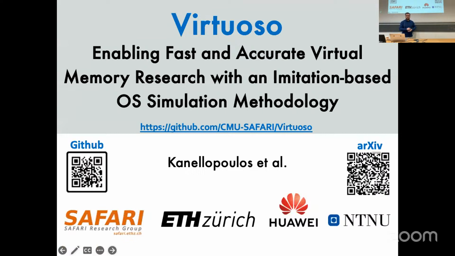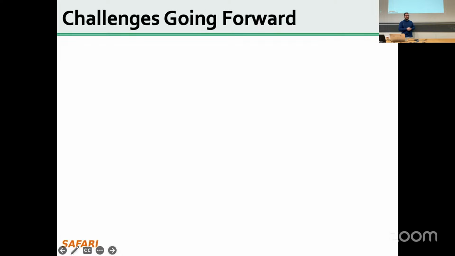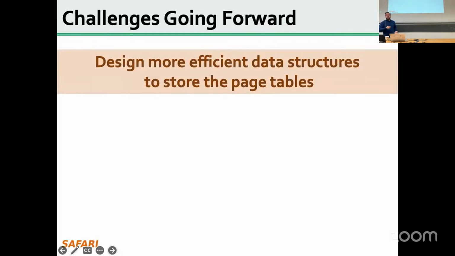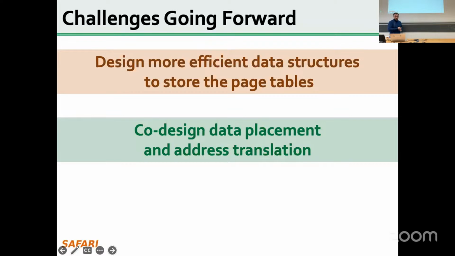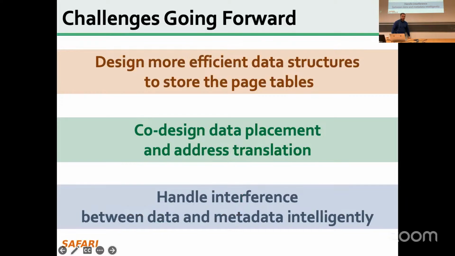I don't think you have questions, so I will jump directly to the challenges going forward in the topic. We need to design more efficient data structures to store the page tables. That's one way you could approach it. It would be good to co-design data placement and address translation. How can we design a mechanism that intelligently places data in the main memory to perform very fast address translation? How can we also handle the interference between data and the metadata intelligently?